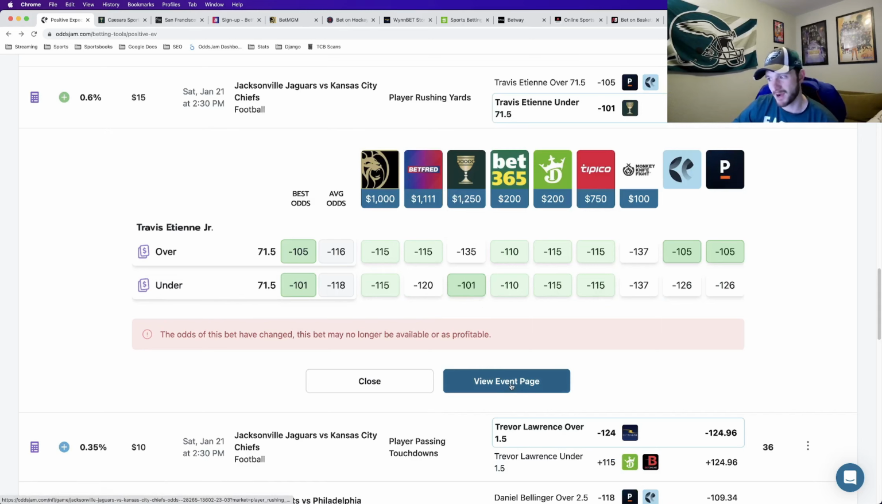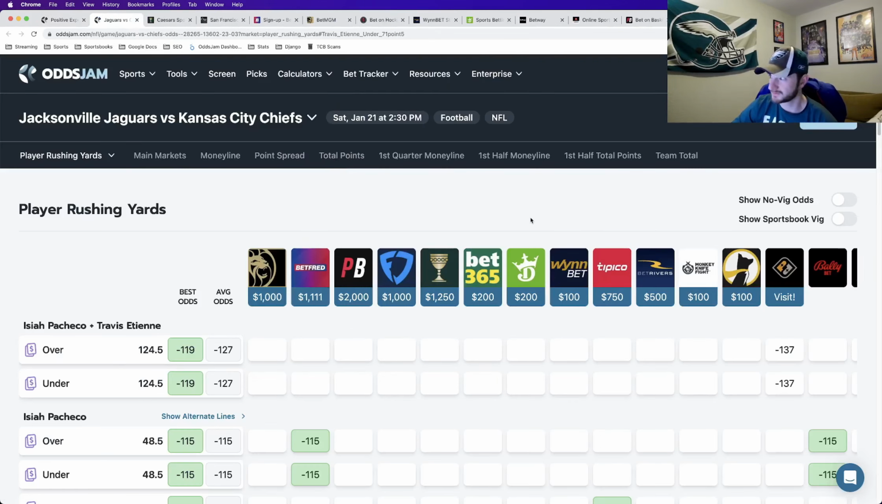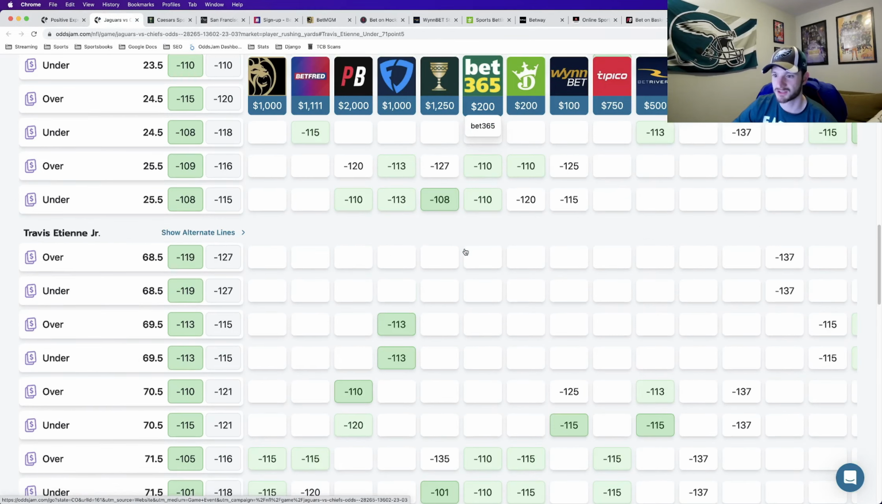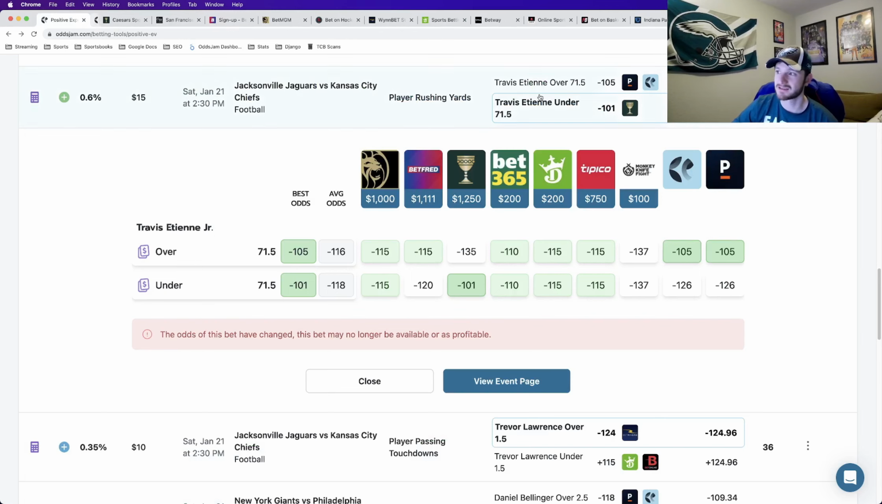We're getting as close to 50-50 as you can at -101. If you view this event page in a new tab, since we're locking in a yardage one, you will see that the majority of sportsbooks price Travis Etienne below this number. I mean, not majority, every other one that doesn't price it at 70.5 prices it below, at 70 or 69. So they're telling you that he's more likely to go under 71.5 rushing yards, either by how they juice it or by where they price the total. So no matter how you slice it, good play here on Travis Etienne, and that's going to be it.